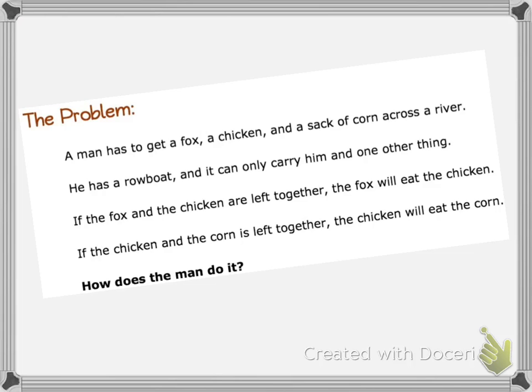And he can't leave the fox and the chicken together because the fox will eat the chicken, and he can't leave the chicken and the corn together because the chicken will eat the corn. How does the man do it?